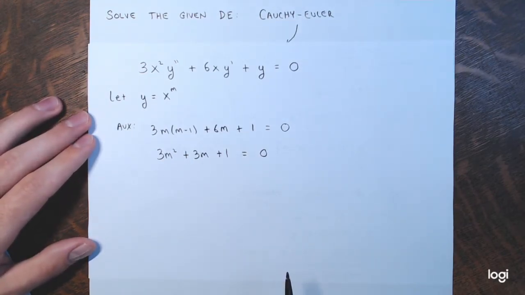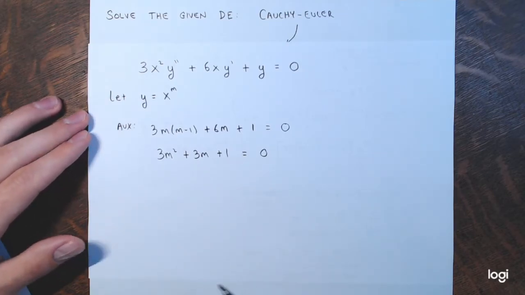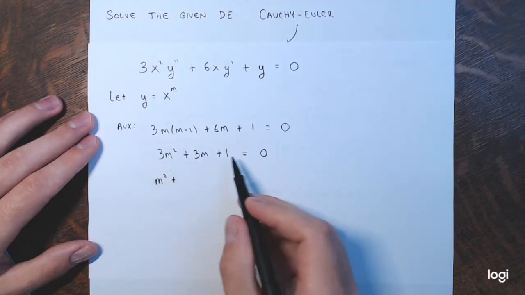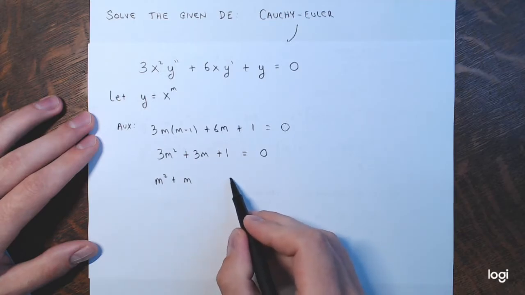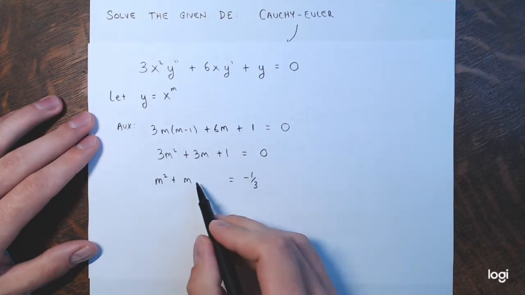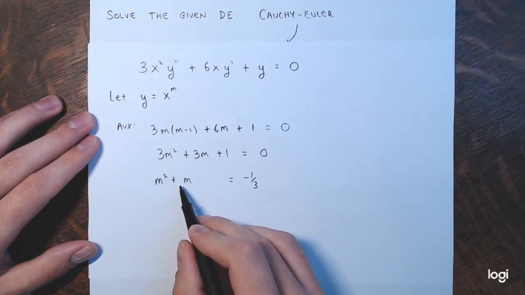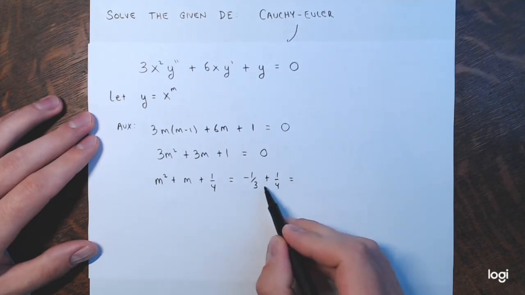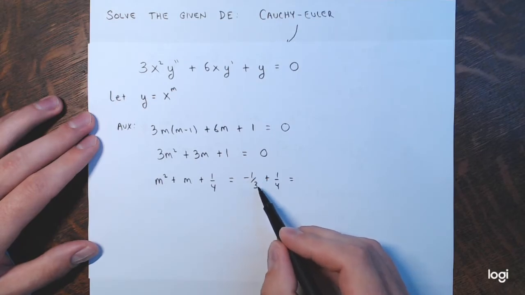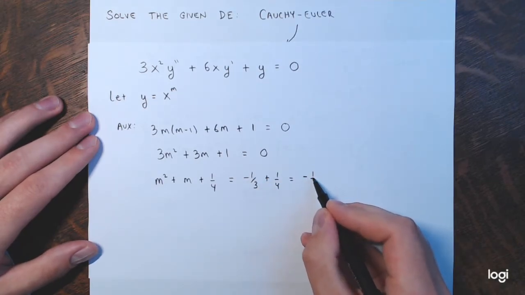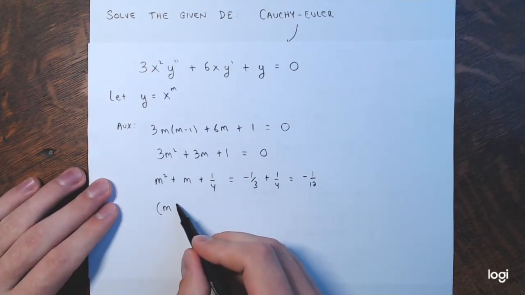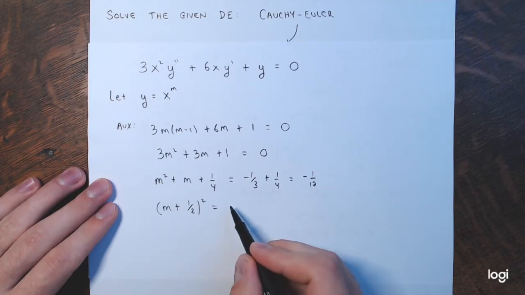Okay, now again, you can solve with the quadratic formula. I personally like completing the square. So divide everything by 3. You get m squared plus m, subtract a third, and complete the square, right? Half of 1 is a half, squared is a fourth. So add a fourth to both sides. Now, putting these together, this is -4/12 plus 3/12. That's -1/12. And then this side here is m plus 1/2, quantity squared, equals -1/12.